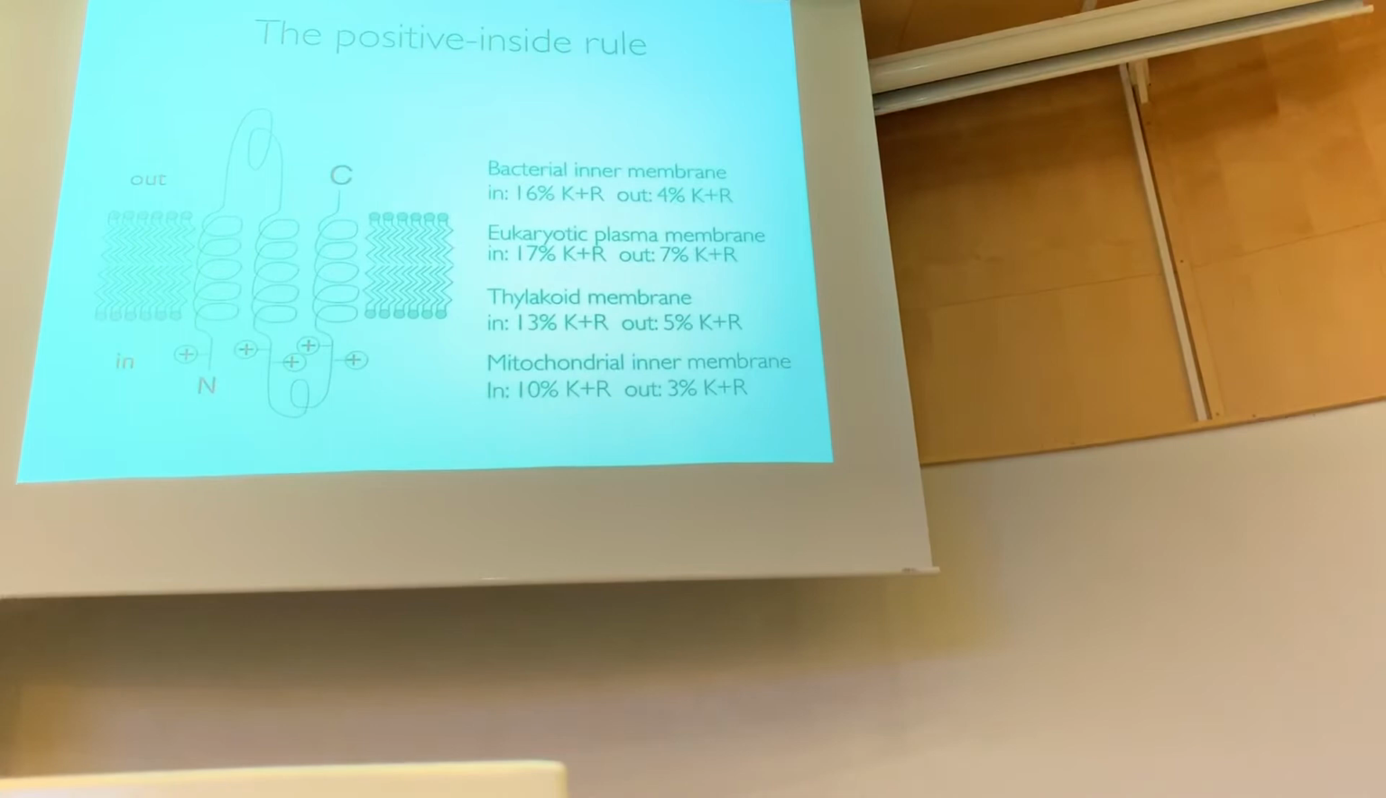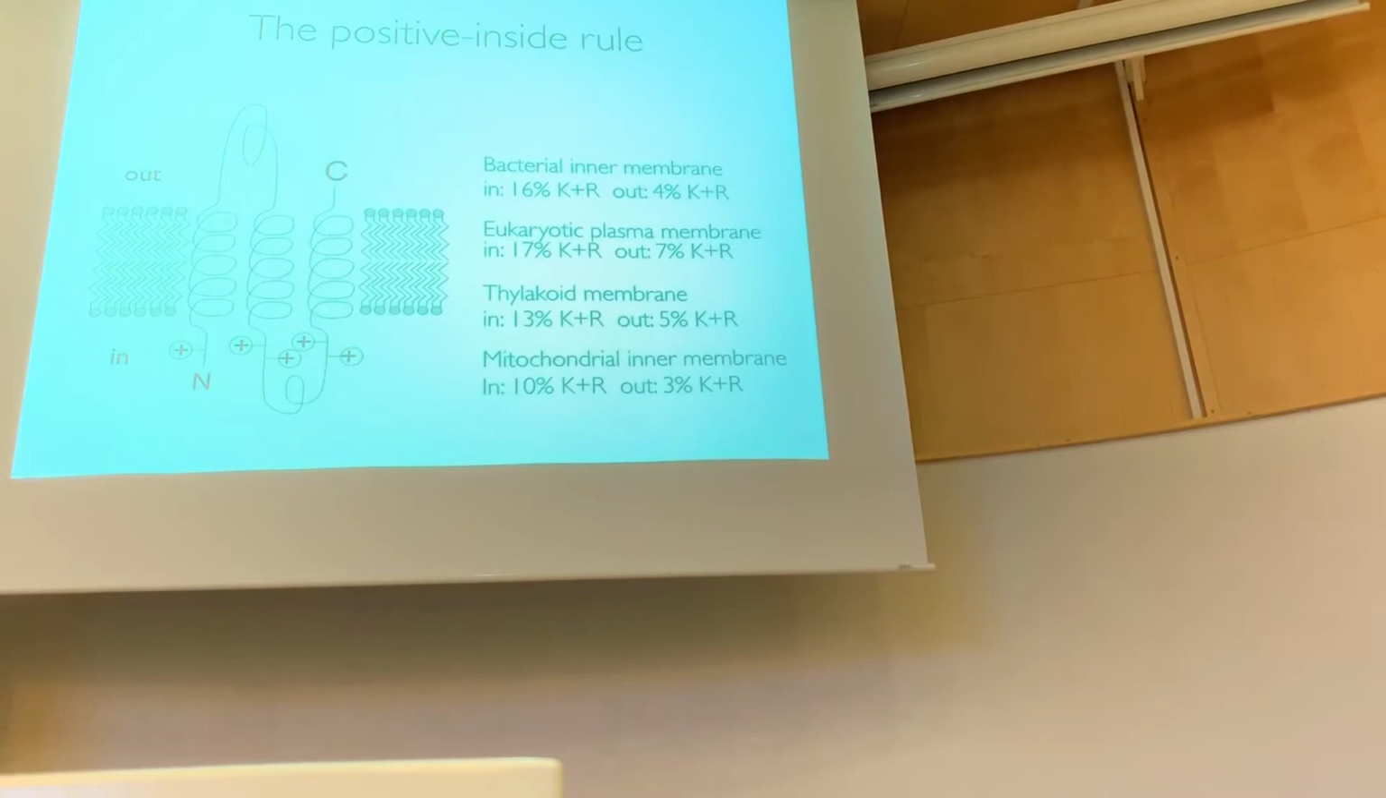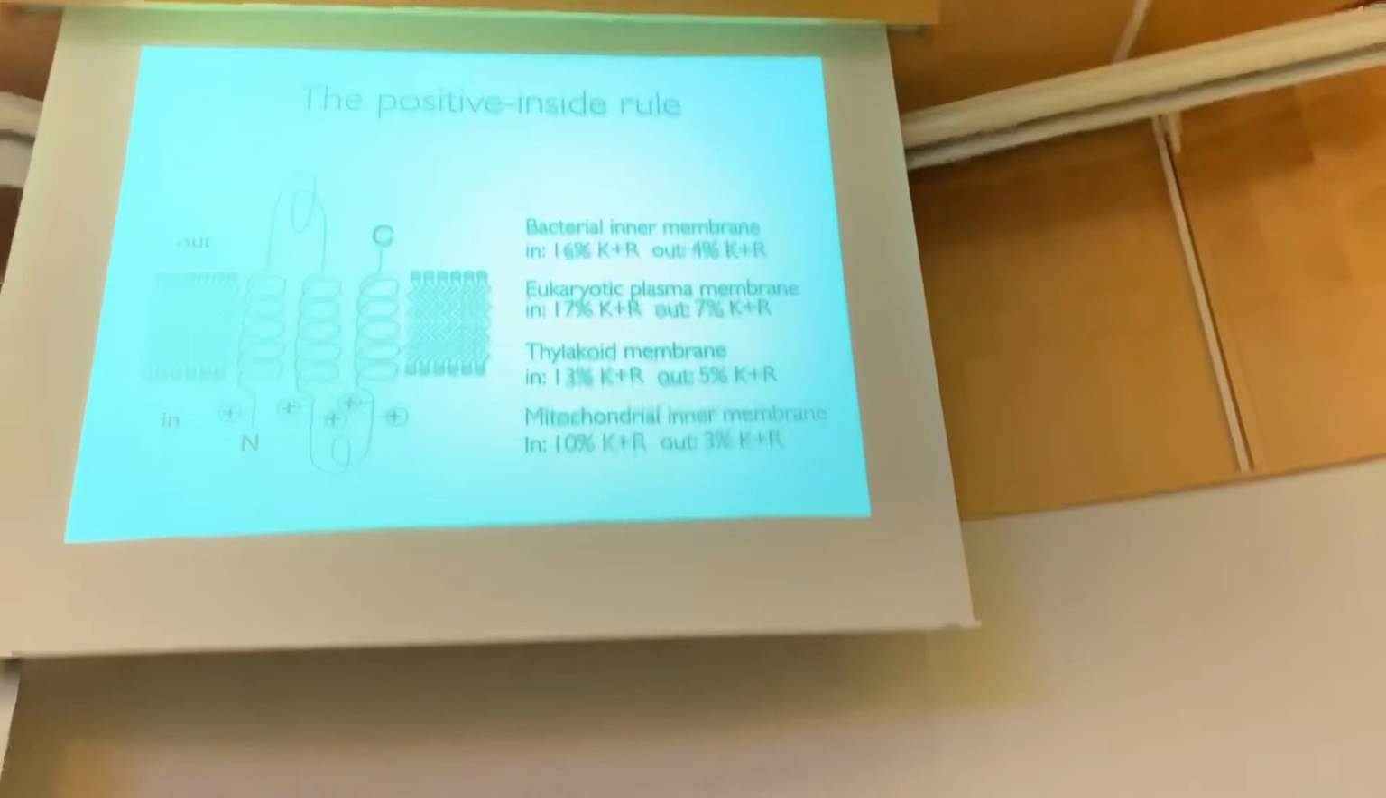So here are just some numbers from a collection of bacterial membrane proteins. The lysine plus arginine frequency is 15-16% in the loops facing inside, but only a few percent in the loops facing outside. So it's a 3 to 4-fold higher frequency on the inside than the outside. Likewise for eukaryotic plasma membrane proteins, maybe a 2-fold difference. This is one of the membranes in the chloroplast, the thylakoid membrane protein, same thing, a 2 to 3-fold higher frequency on the inside versus the outside facing. And in the mitochondrial inner membrane, you see the same thing actually.